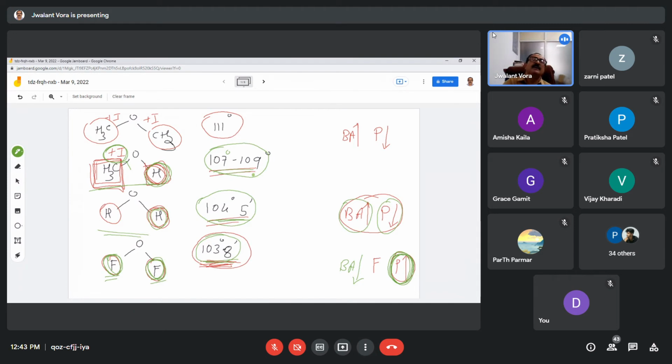Lastly, with the dimethyl ether, both the groups are methyl groups. Here, in the previous case, one hydrogen atom was there. Now in this case, both the groups are methyl groups. Both have a plus inductive effect, which further decreases the P character value and increases the bond angle from 107 to 109 to 111 degree. So this is the relationship between the bond angle and hybridization.